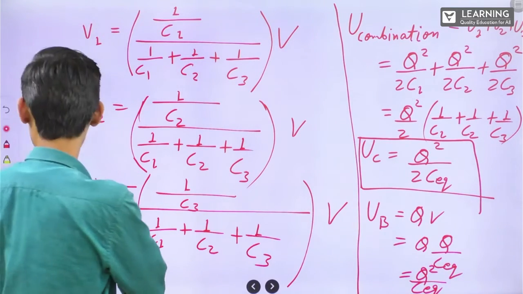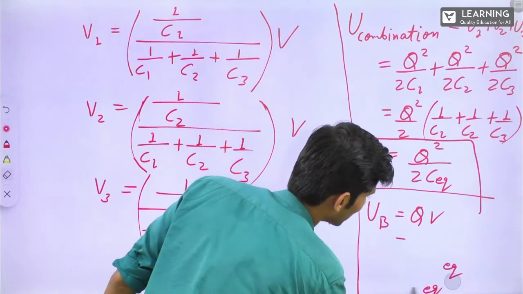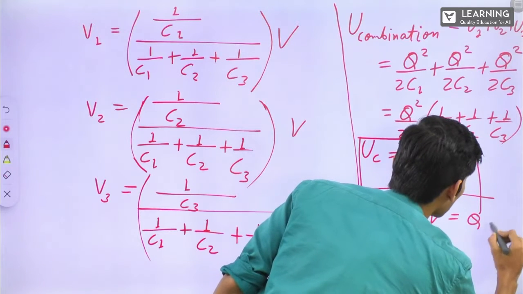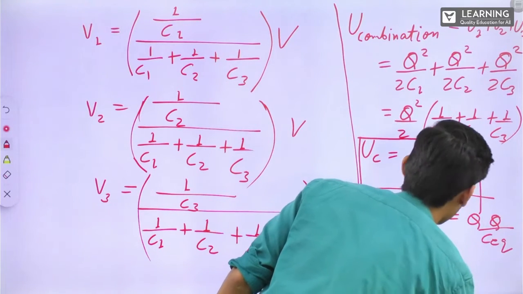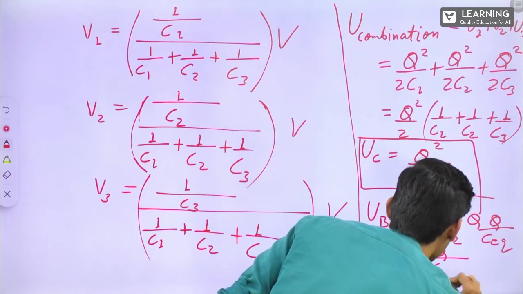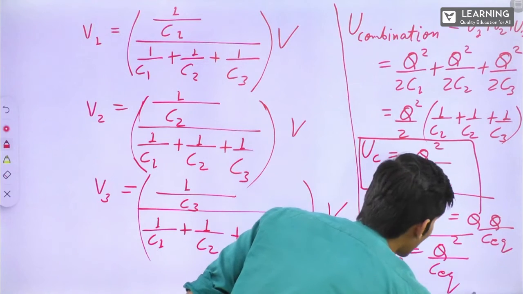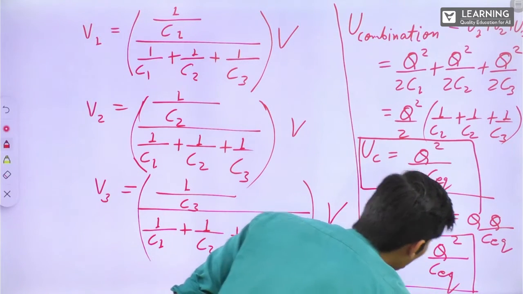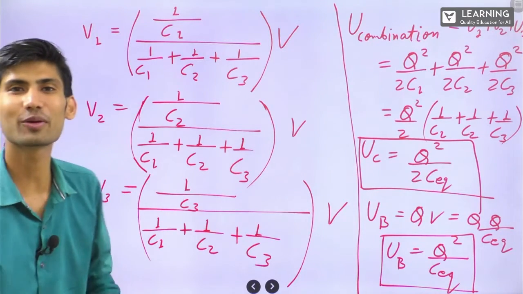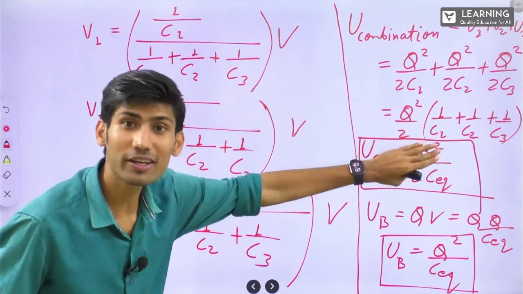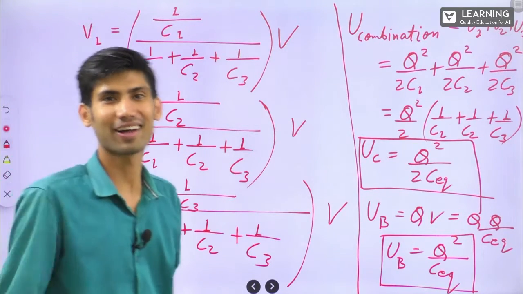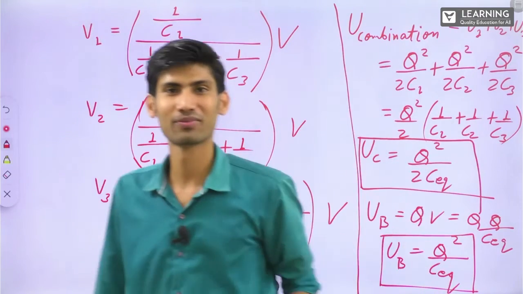Correct? I hope you can see this. If not, I'll write it a bit higher. This is Q into Q by C equivalent. So U of B is equal to Q square by C equivalent. Now just see one thing. Energy supplied by the battery is Q square by C equivalent, and energy stored in all the capacitors is Q square by 2C equivalent. This energy stored in all the capacitors is half of the total energy provided by the battery. Then where has the rest of the energy gone?